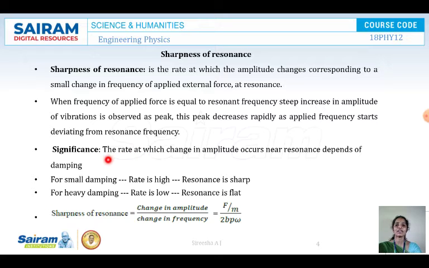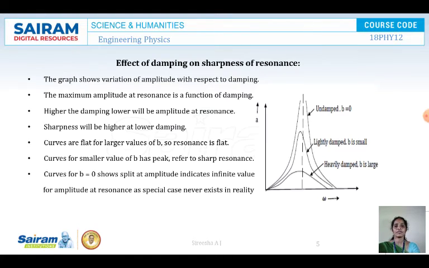What is the significance of sharpness of resonance? The rate at which the change in amplitude occurs near the resonance depends upon the damping. For small damping, the rate is high, and resonance is sharp. For heavy damping, the rate is low and resonance is flat. So sharpness of resonance is defined as the change in the amplitude to the change in the frequency, that is f by m by 2b p omega. This is the sharpness of resonance.